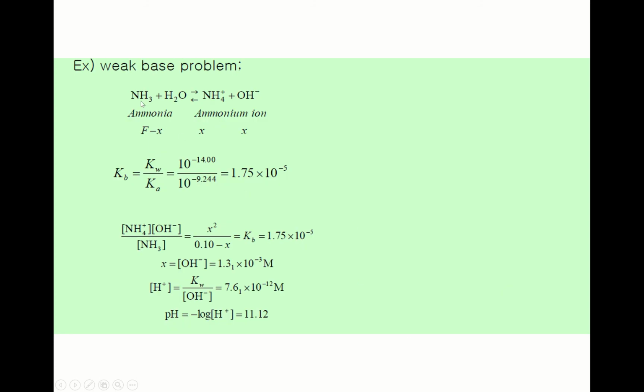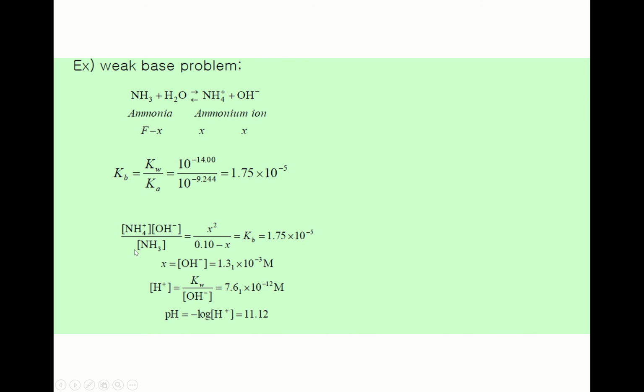Ammonia, right? This very small molecule, when dissolved in water, makes the solution basic because it reacts with water, producing hydroxide ion. As usual, we calculate Kb for ammonia from the ammonium ion dissociation, from Ka, which is 1.75 times 10 to the minus 5.